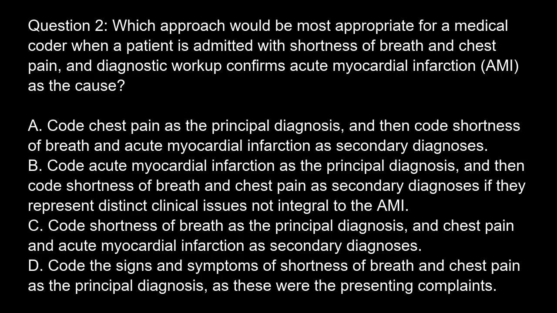Option C. Code shortness of breath as the principal diagnosis, and chest pain and acute myocardial infarction as secondary diagnoses. Option D. Code the signs and symptoms of shortness of breath and chest pain as the principal diagnosis, as these were the presenting complaints.